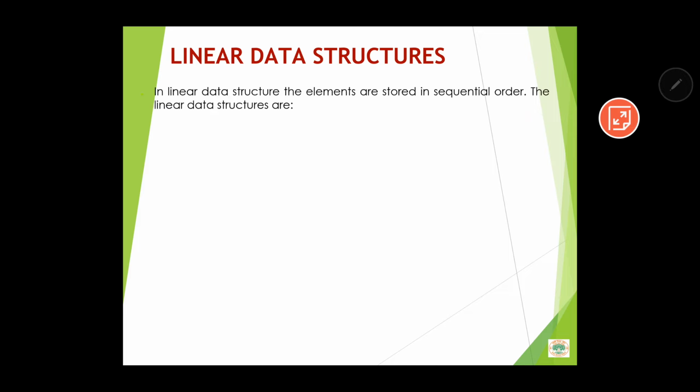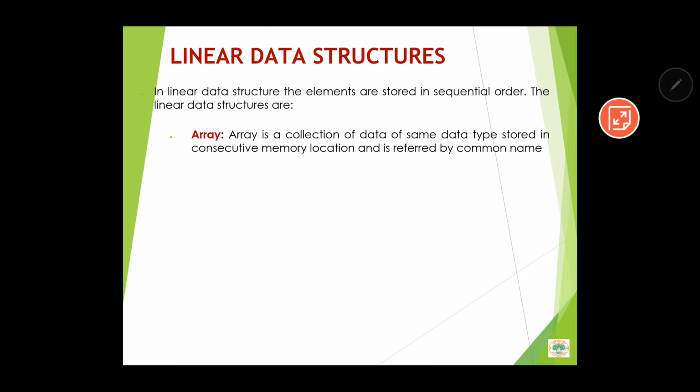Now let's come to linear data structures. In linear data structures, the elements are stored in a sequential order. Remember that in case of linear data structures, we store the elements one after another, which means in a sequential order. The first linear data structure is the array. What is an array? An array is a collection of data of the same data type stored in consecutive memory locations, and it is referred to by a common name.